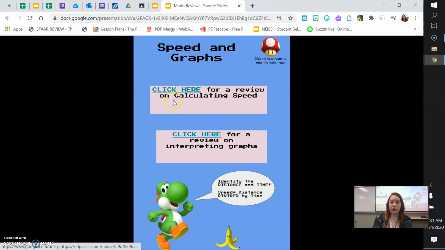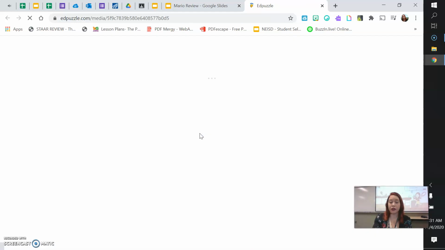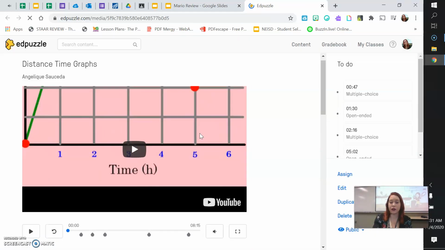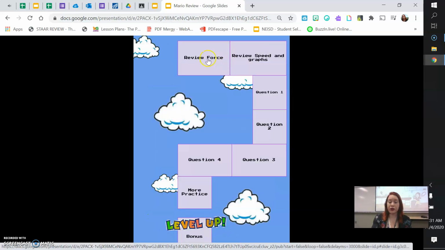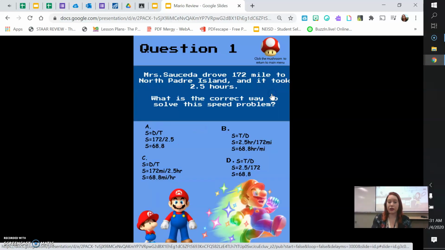You click here. This first one is about calculating speed. The second one here is about graphing, how to interpret graphs. This one's a little bit longer, but make sure you answer all the questions. Once you do that, you hit the mushroom to go back, and then Yoshi's giving you a reminder that you need to identify distance and time. Speed equals distance divided by time.